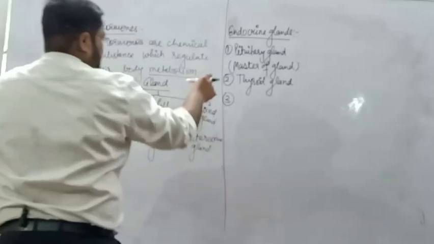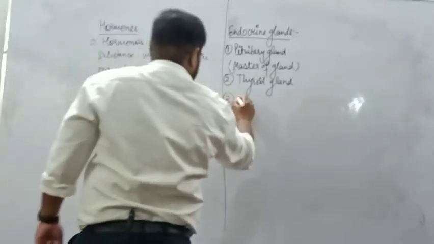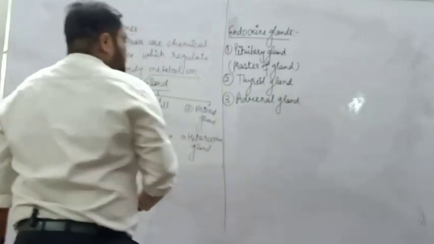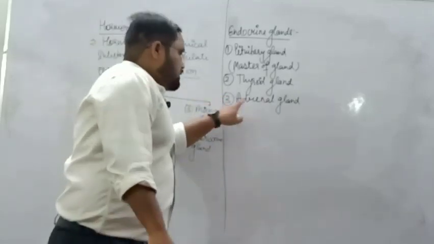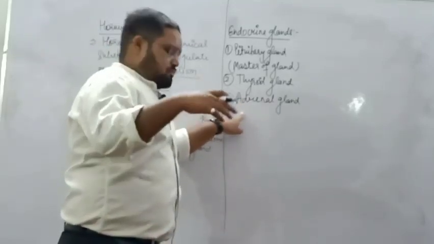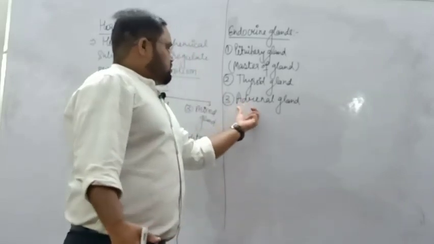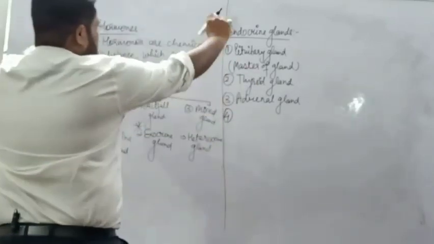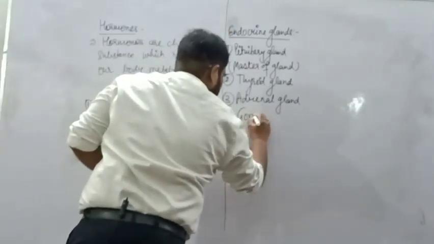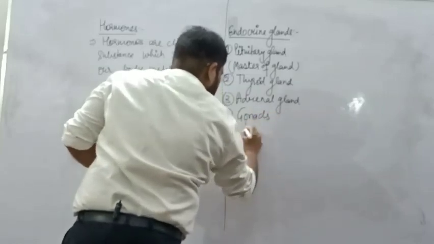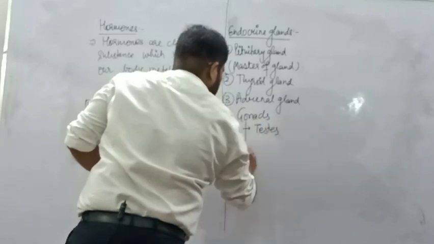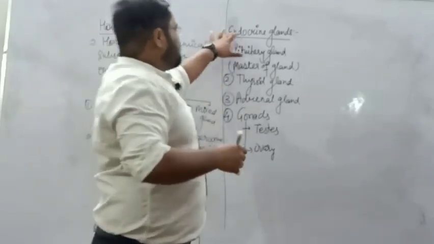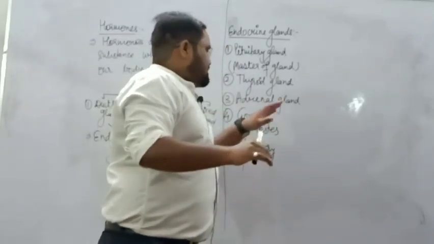Third, adrenal gland. This one is the most important gland, because in most competitive exams, questions will arise from the adrenal gland. The fourth one is basically the gonads. In gonads there are two, testis and ovary. So these are the endocrine glands in our syllabus, in the 10th syllabus.